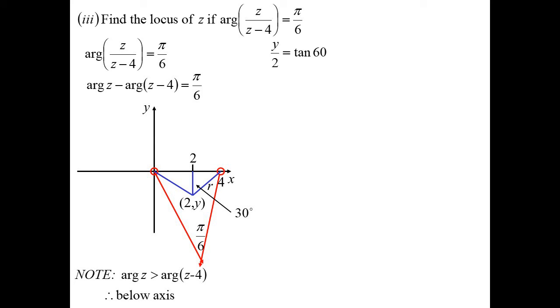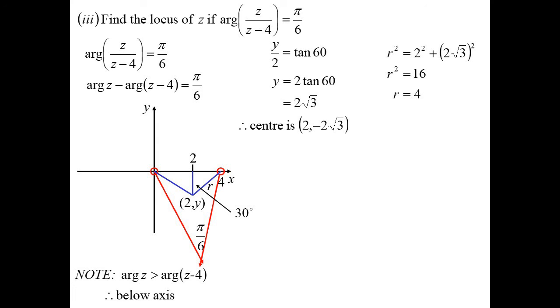Y over 2 will be the tan of 60 degrees in that right angle triangle. So y is 2 root 3, but hang on a sec, I'm below the axis, so actually that y coordinate will be minus 2 root 3. So I have the centre of this circle. Now radius, I can now do Pythagoras, and I get that the radius is 4.